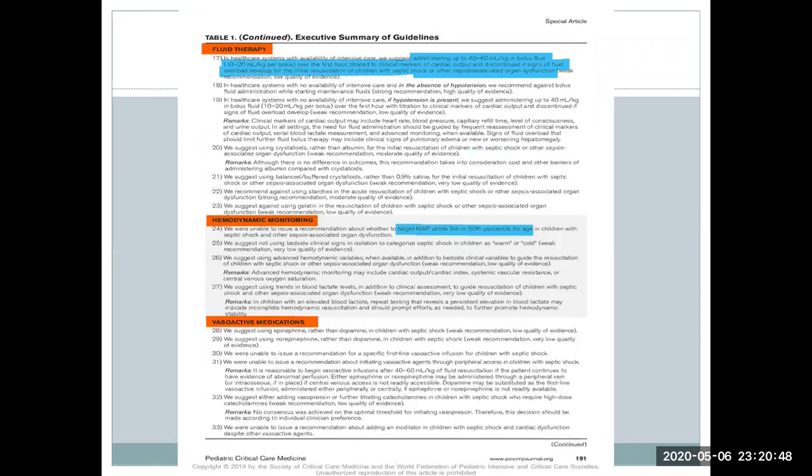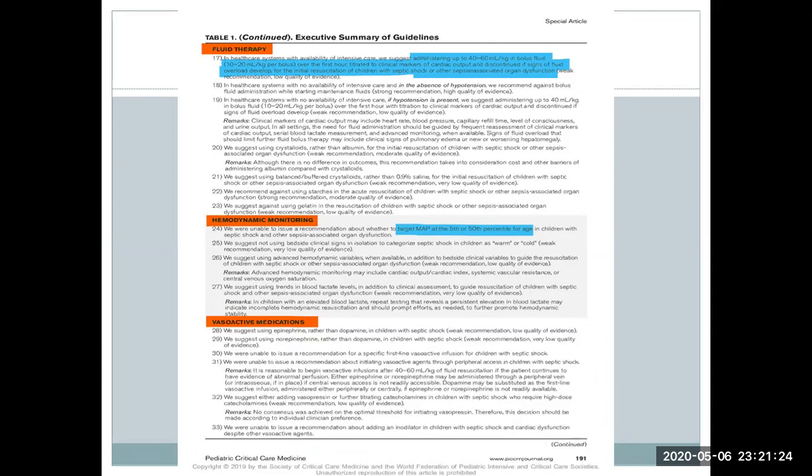Fluid therapy, as we said, 40 to 60 ml per kg boluses divided into 3 boluses within the first hour. Titrate to clinical markers of cardiac output, and discontinue if fluid overload signs develop. They call it a weak recommendation, but we are following it strongly. For hemodynamic monitoring, they emphasize that the previous guidelines said the target MAP should be between the 5th and 50th percentile for age. Also, they call it unable to issue that recommendation, but they raise it in the discussion of previous guidelines.